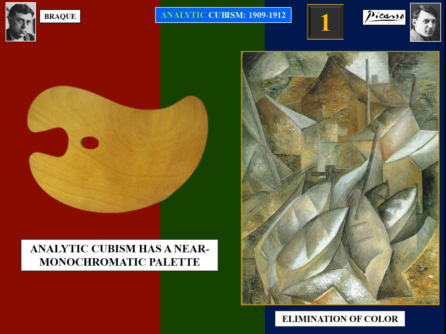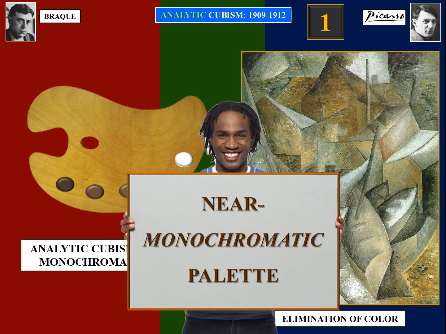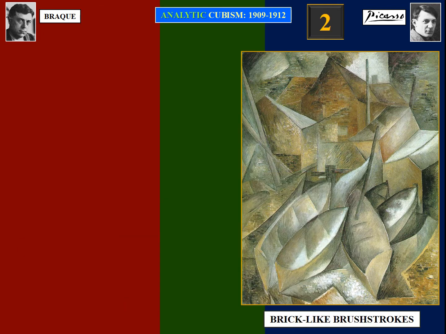Analytic cubism has a near monochromatic palette, a very short range of earth tones and silvers, a very neutral palette. Remember that for a quiz.